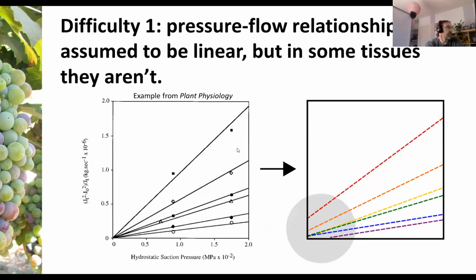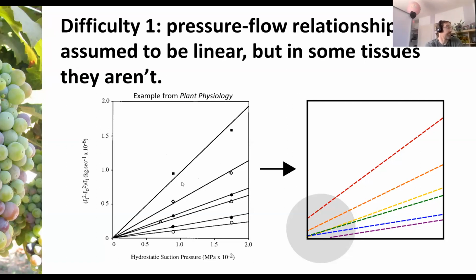So traditionally, when you make these measurements, before you get a number that's like my conductance is whatever it is, you build up a pressure flow relationship. And that's what I want to start with, is just talk about this relationship briefly. There's this assumption when we make these measurements that this relationship is linear. So I just took this example randomly from a paper in Plant Physiology, just to show you an example.